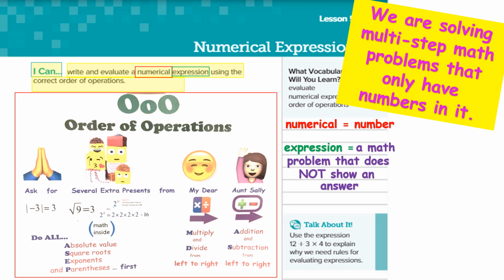We will ask for several extra presents from my dear Aunt Sally. Ask for is our absolute values. We do not have those in our math lessons yet, but we will get to some of those. Several extra presents, square roots, we have not gotten to yet, but we will get to that. Extra is exponents, which is what lesson 5.1 is about. Presents, we have parentheses that set math apart. From my dear, multiplication and division from left to right. And then we finish with Aunt Sally, adding and subtracting from left to right.